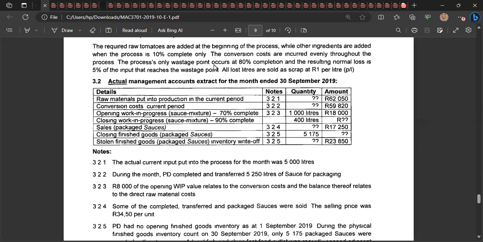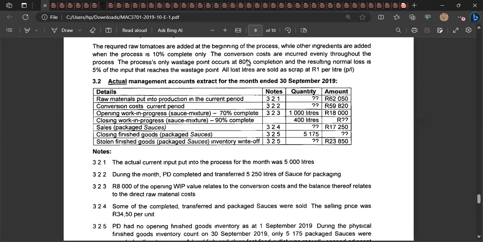So once you have that, then you want to carefully consider what the wastage point is, or where the wastage point occurs. So this is where it occurs at the point of 80%, which obviously results in what normal loss? It's a 5% normal loss. So you want to carefully take that into consideration. Why is that important?